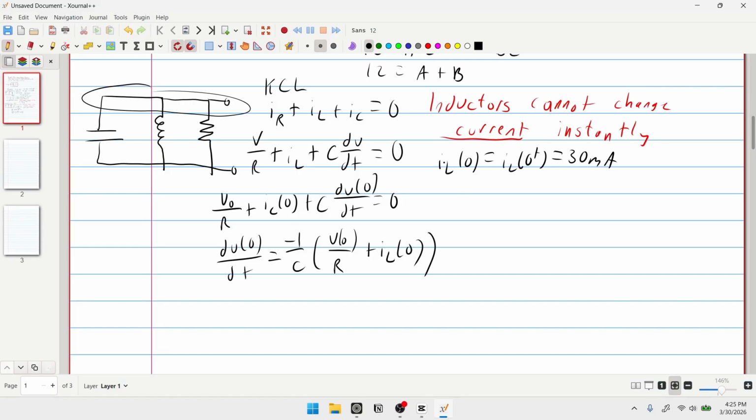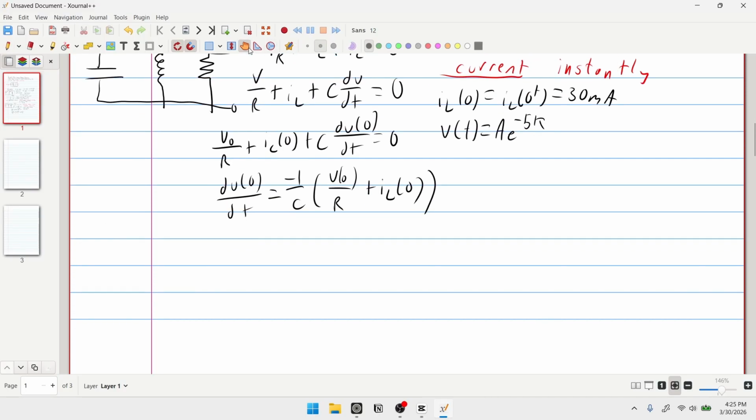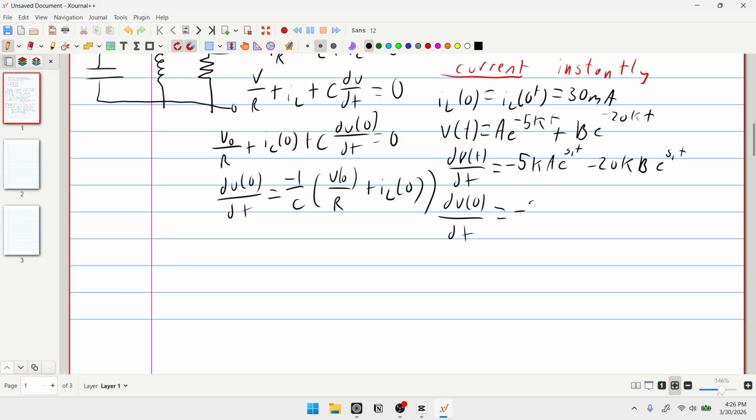And so let's bring in our form equation, which was V of t equals a e to the negative 5k t plus b e to the negative 20k t. Right? So let's differentiate it. So we have dv dt equals negative 5k a e to the s1 t, I'm just going to write s1 to save time, minus 20k b e to the s2 t. And if we plug in 0, our initial dV dt simplifies to negative 5k a minus 20k b.